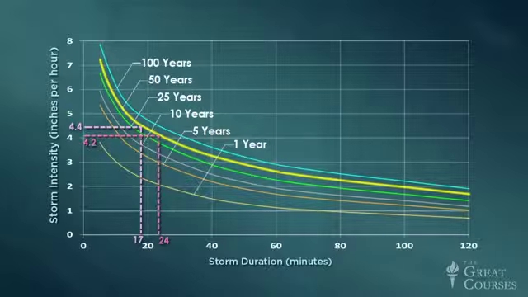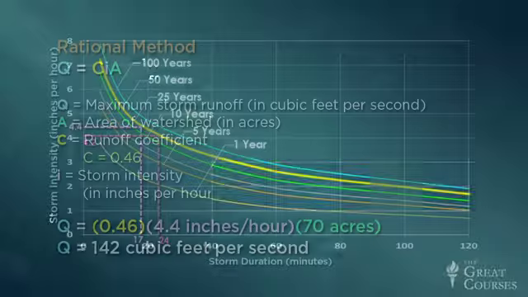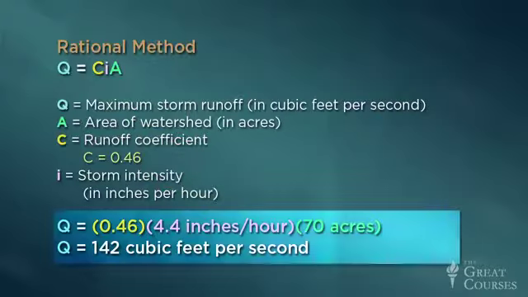Returning to the IDF curve, the shorter time of concentration requires that we design for a storm of significantly higher intensity, 4.4 inches per hour. Updating our calculation, Q equals CIA, the overall effect is that the post-development storm discharge is now 142 cubic feet per second, a 30% increase over the pre-development discharge.